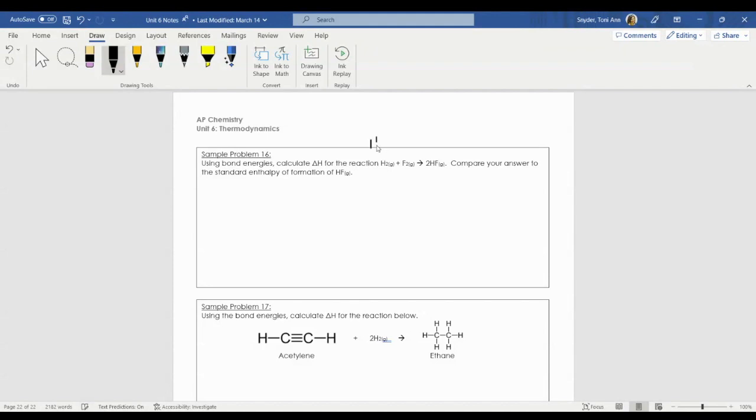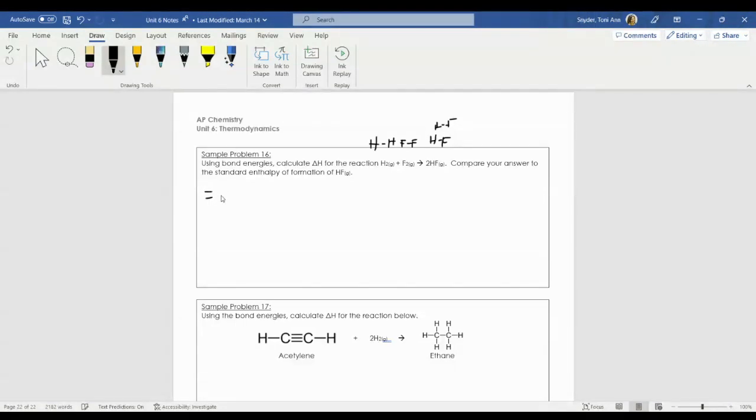We could draw this out if we want to, but I think this one's pretty easy. I have 1 molecule of H2. I have 1 molecule of F2. And I have 2 molecules of HF. So it looks like I have to break 1 hydrogen-hydrogen bond, one fluorine-fluorine bond, but I have to form two hydrogen-fluorine bonds.